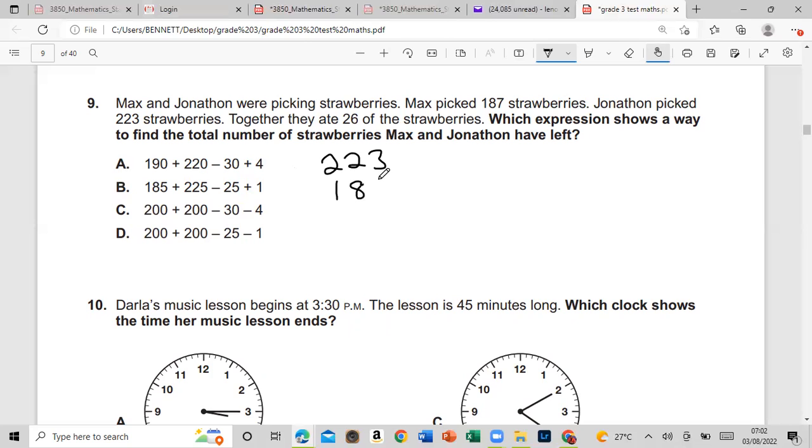So we could look on the actual 187. 7 plus 3, that's 10. 0 carry 1. 8 and 2, 10 and 1, 11. So in all, it's 410, right?